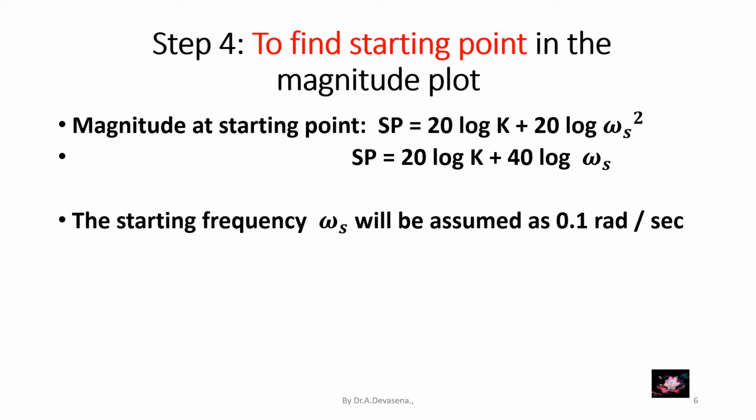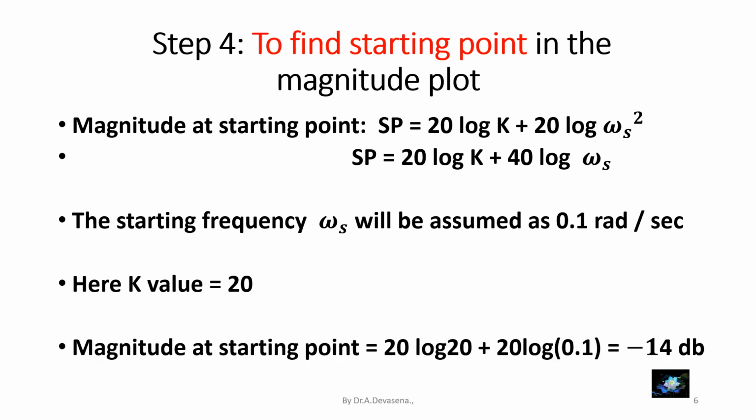The starting frequency omega suffix s will be assumed as 0.1 radians per second. Here the value of k is equal to 20. So substituting this value, we get magnitude at the starting point equal to 20 log 20 plus 40 log 0.1. Here we have substituted the value of k as 20 and the starting point frequency as 0.1. So magnitude at starting point is equal to minus 14 dB.